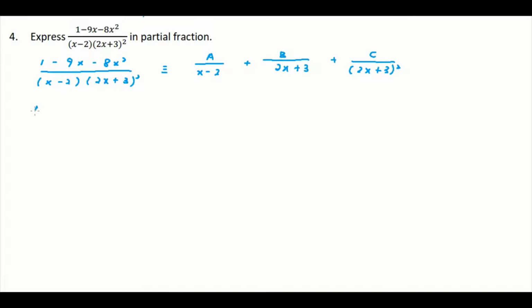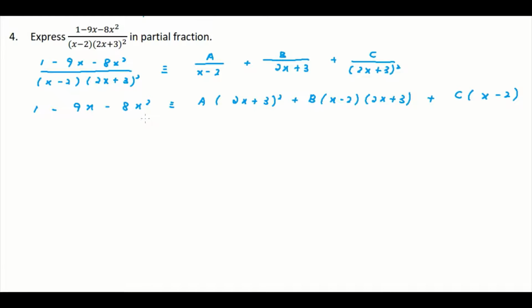So the same thing, 1 minus 9x minus 8x squared will be equal to A multiplied with (2x plus 3) squared, plus B, I have (x minus 2)(2x plus 3), and then plus C is only x minus 2. Okay, so you must make sure that in this step you don't make any mistake, because it will affect the following working. So same thing, let's try to find our A first.